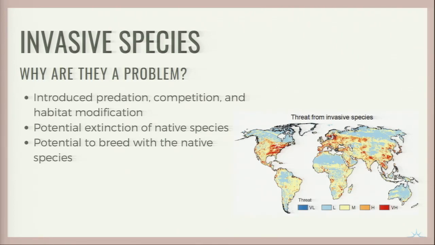These invasive species are mostly considered problematic because of their potential to negatively impact the native species of the region they are invading. And in extreme cases, they can cause extinction of the native species through predation, competition, and habitat modification. So the map that you see here shows the global invasion threat for the 21st century, published in 2016.